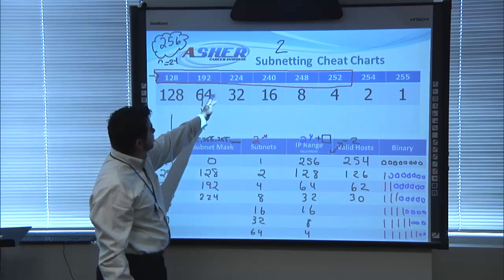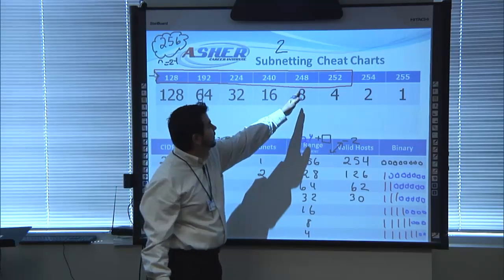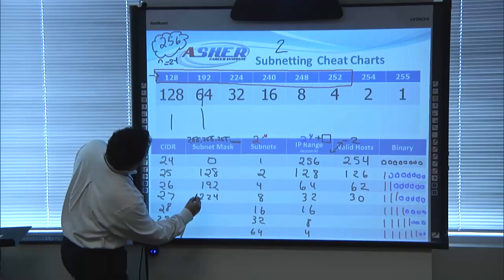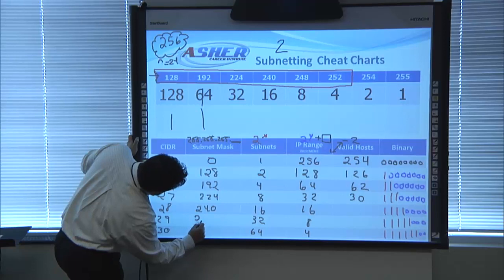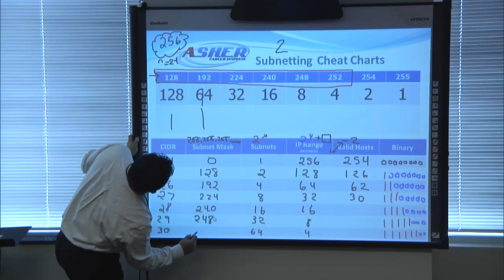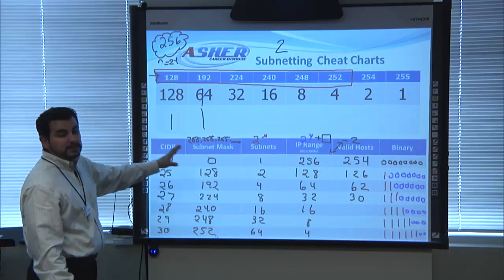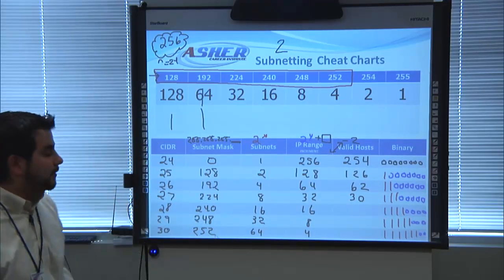128, 192, 224. Guess what's next? And then? And then? All right. So 224, 240, 248, 252. Now this is the hardest pattern to see, but as soon as you see that one, you start doing it with your fingers. Okay?